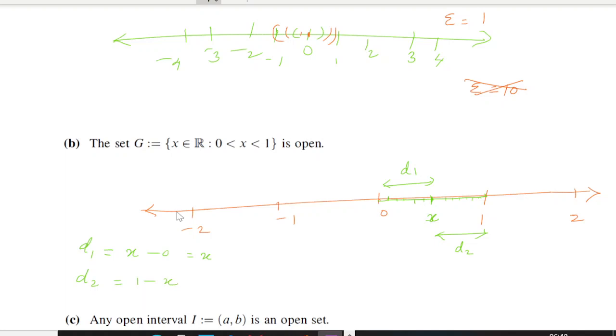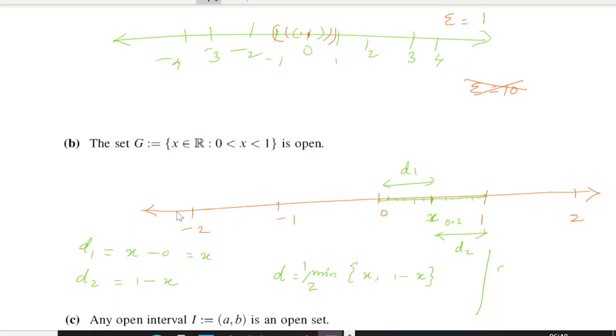Now I'm taking my d as the minimum of x comma 1 minus x. Even if we can have 1 by 2 into the minimum of x and 1 minus x. Suppose I am taking this x as 0.2. For getting a specific example only, I am saying x equal to 0.2.